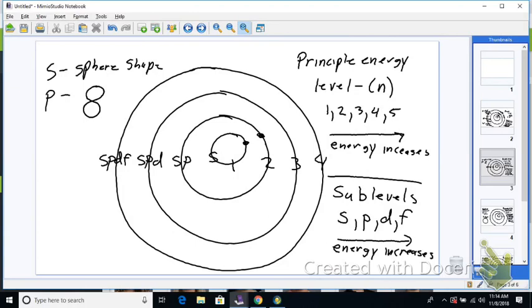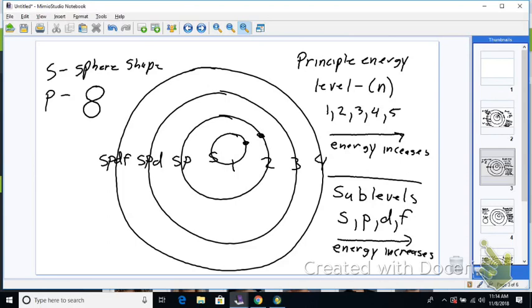Electrons can only be in this orbital, and we can only have two in an orbital. So, the S can only hold 2 electrons at any time, at any level. S's can only hold 2 electrons at every level. So you're like, wait a second, there's 90-something electrons. Where do they all go?